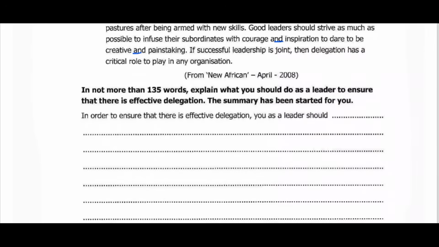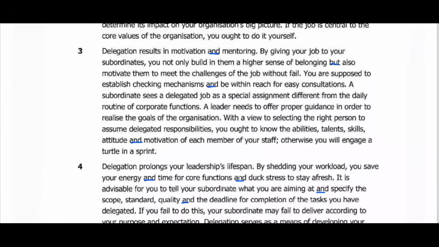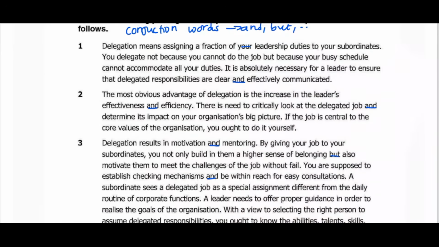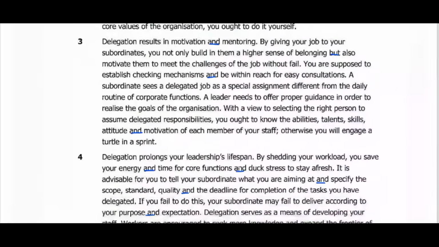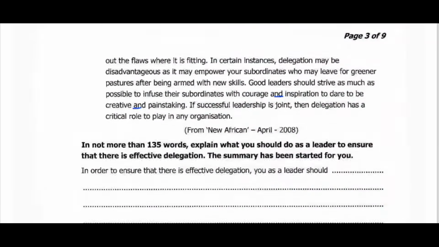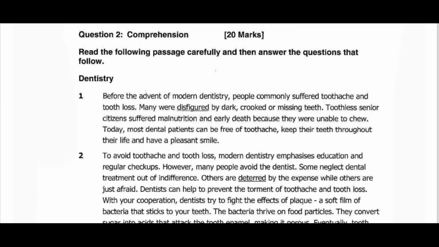So now, in not more than 135 words, explain what you should do as a leader to ensure that there is effective delegation. So now we have the points. After you've identified the points by underlining the conjunction words such as and, but, etc., you can put these points in writing. Make sure when writing your summary, you use your own English. I've just given this so that you have a grip of that.